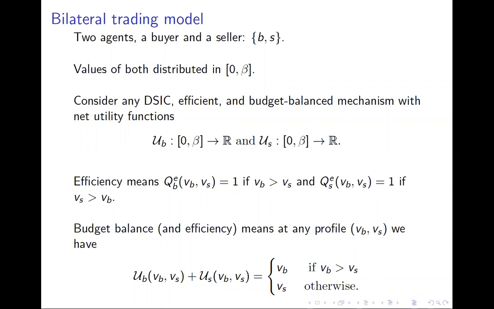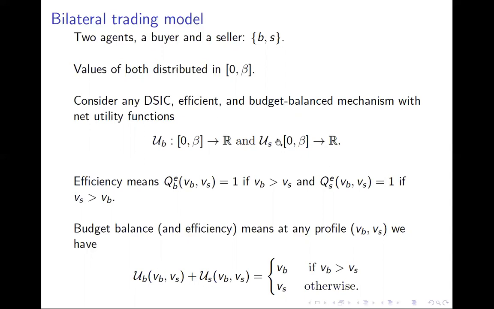Budget balance means that the total payment in the mechanism is 0. So whatever the buyer pays, the seller receives. There is nobody else to pump money into the system or take money out of the system. So the buyer's payment and seller's payment must cancel each other out. A consequence of that is that, because the payments are canceling each other out, when we add the payoffs or the utilities of both the agents, we will be left with only the buyer value times the probability of the buyer winning plus the seller value times the probability of the seller winning.